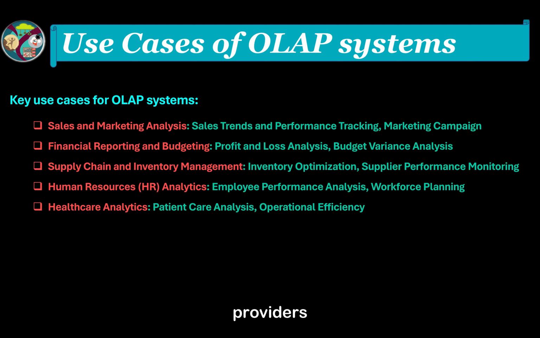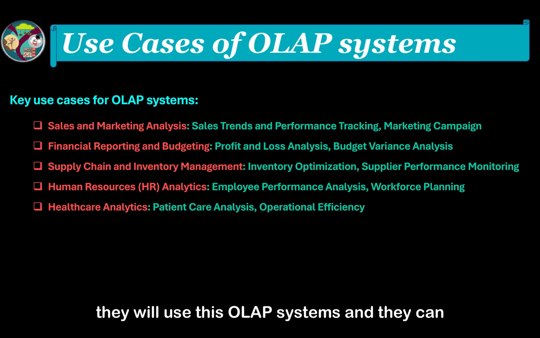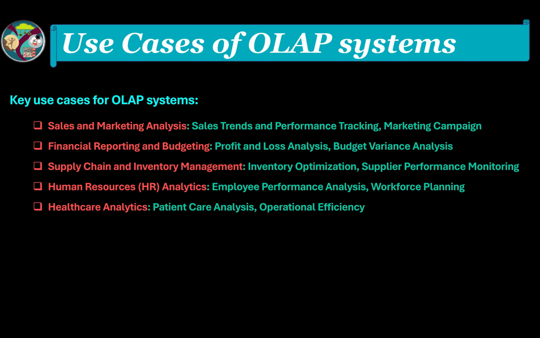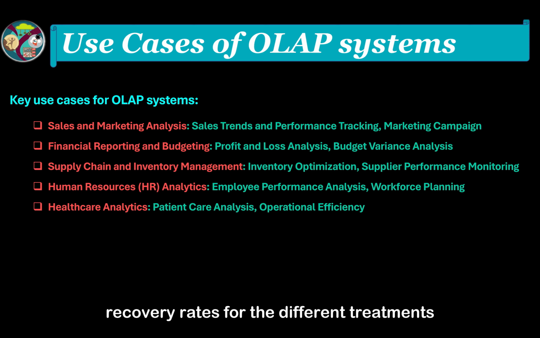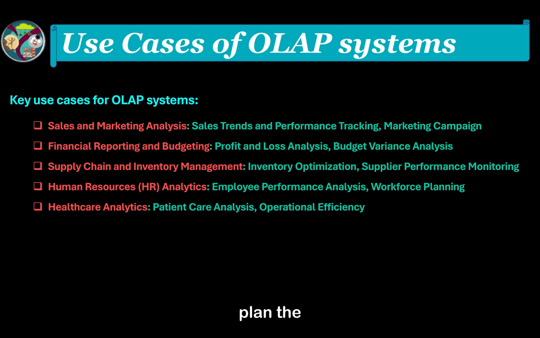The next use case is healthcare analytics. Healthcare providers use OLAP systems to analyze treatment outcomes, monitor patient satisfaction, and optimize protocols. In the hospital sector, any hospital can use these OLAP systems to identify the patients' recovery rates for different treatments, and plan the workforce, like staff availability and equipment availability, to provide better service to the patients.